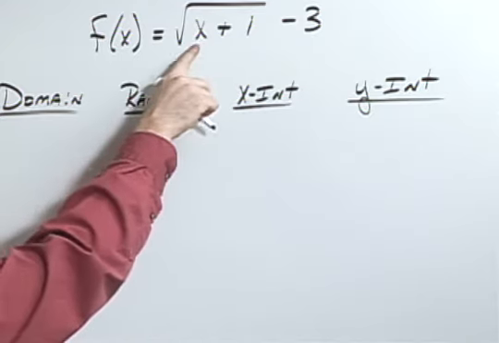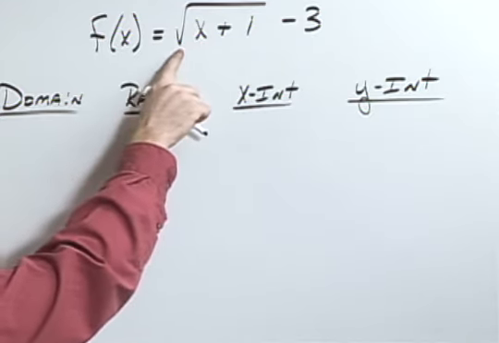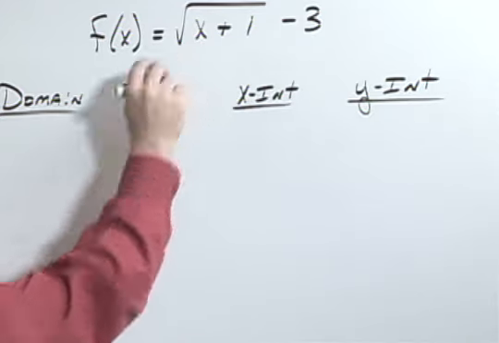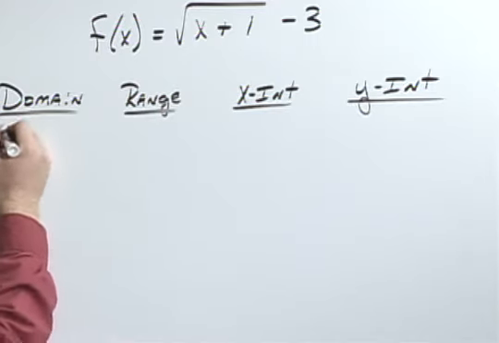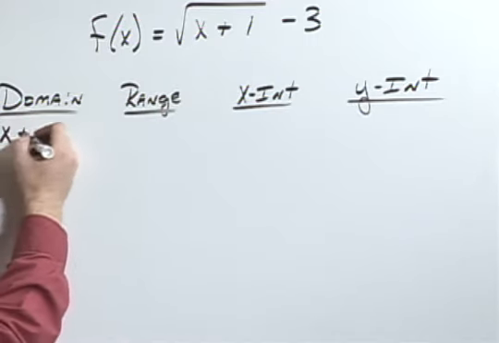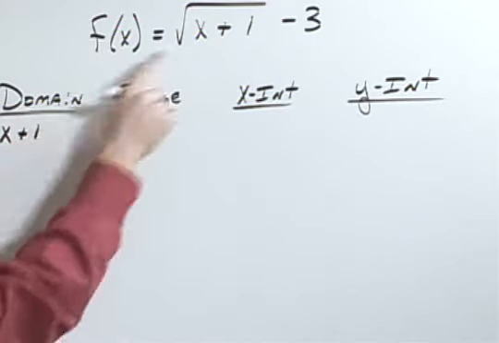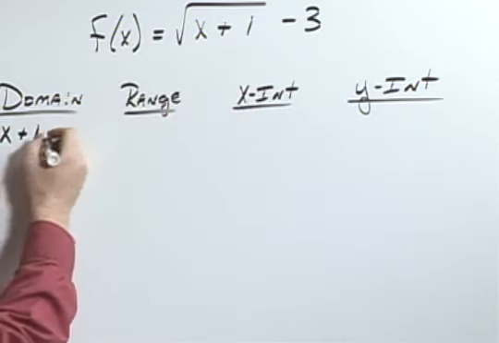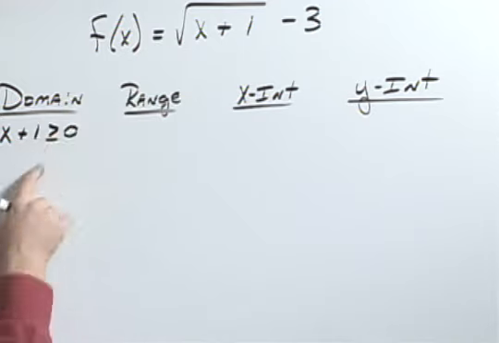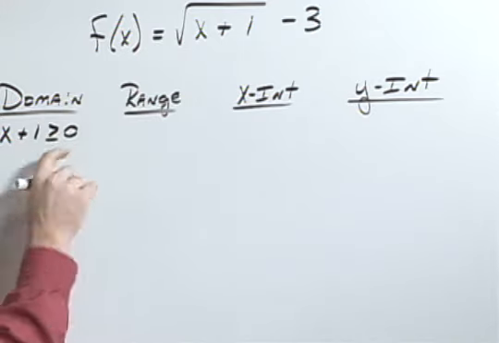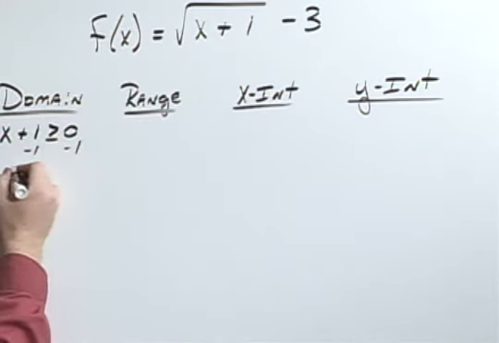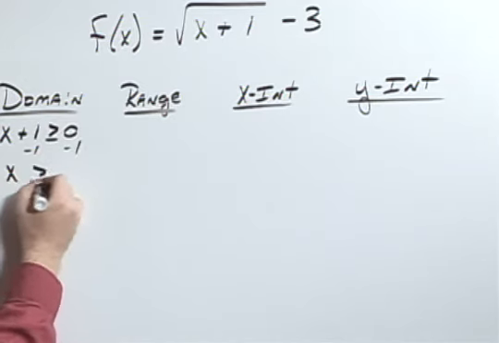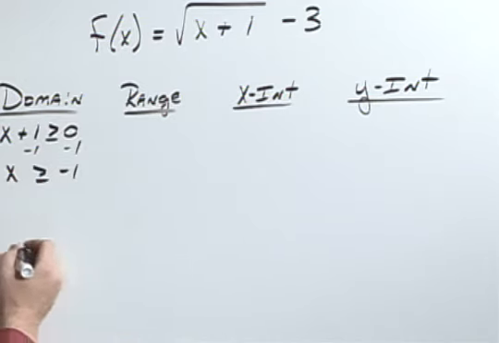One thing I notice is that I'm going to be restricted because I cannot take the square root of a negative number. So when I state my domain, I'm interested in which x values will enable me to make sure that I have a positive right here. In other words, x plus 1 has to be greater than or equal to 0. If I subtract 1 from both sides, I get x is greater than or equal to negative 1.